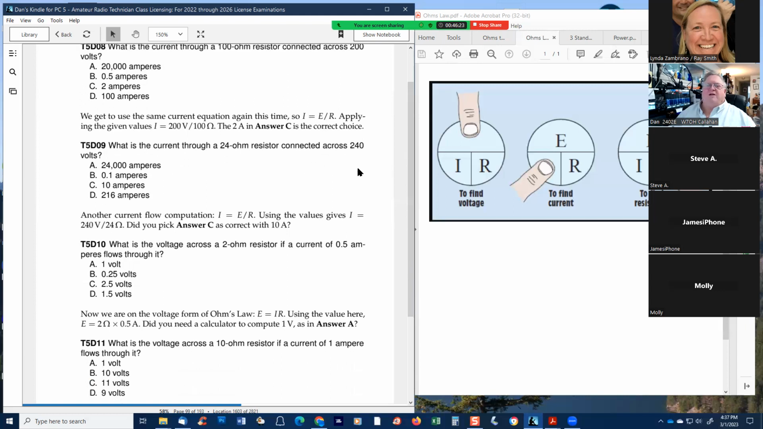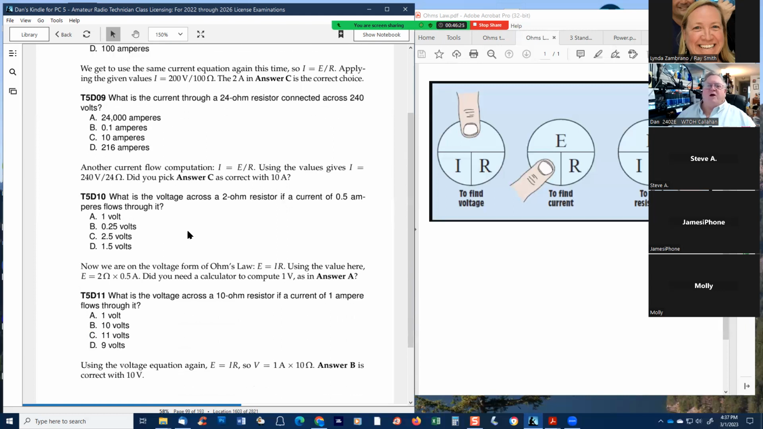It's beginning to sound like it's simpler. When you read these, they sound complicated. Voltage, a 2 ohm resistor, a current of 0.5 ampere through it. We have a 2 ohm resistor, and we want to know the voltage, so it's 2 times 0.5. So, I'm sorry, so 1 volt.